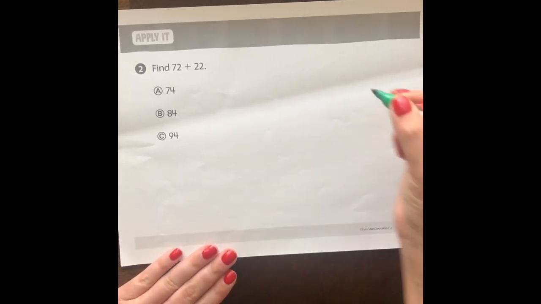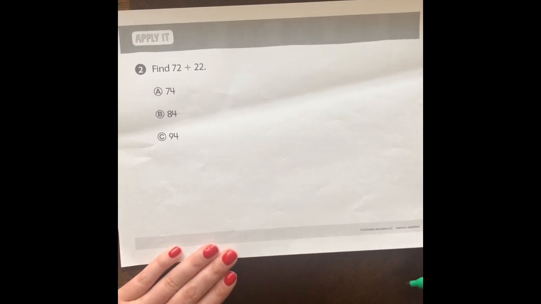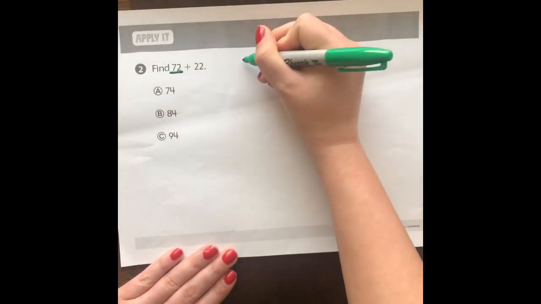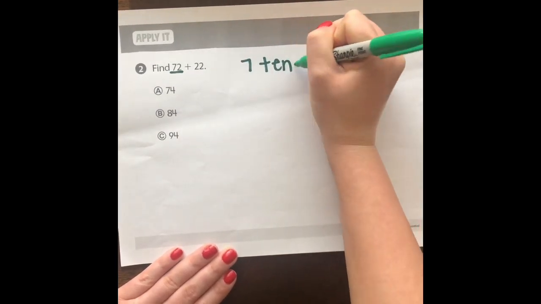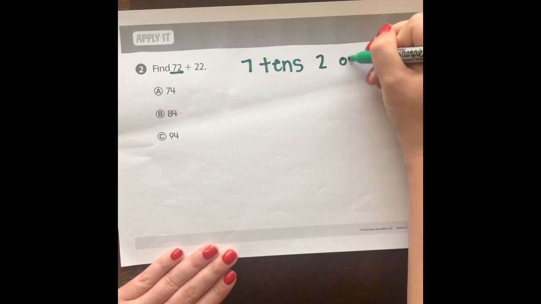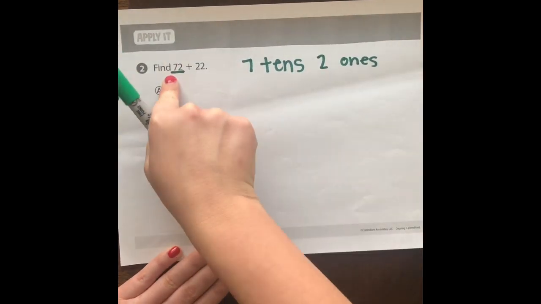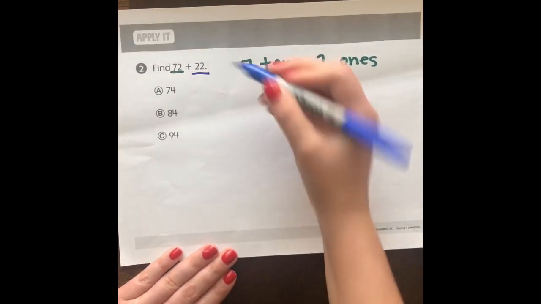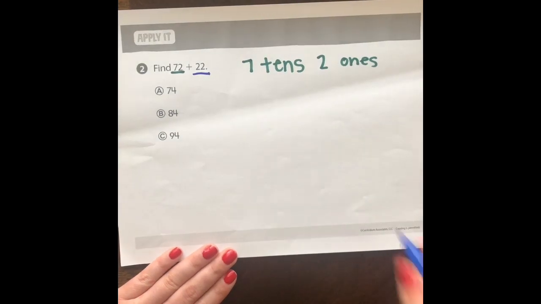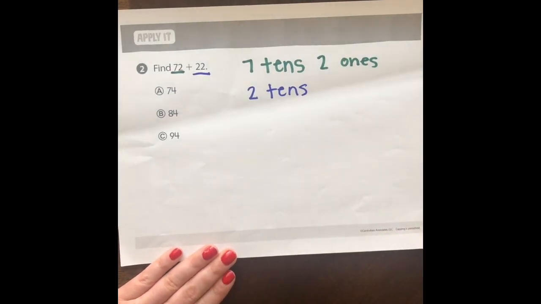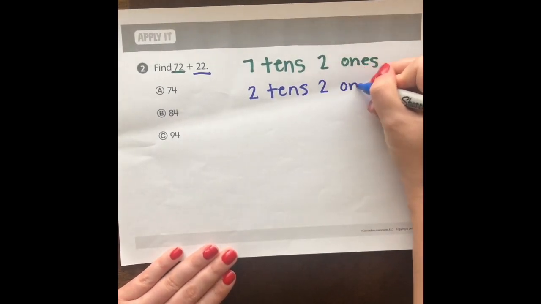I think what we should do is just line it up nicely like we have before and use our words. You could also draw a picture, but I'm going to do it this way. We have in 72 first, 7 10s, and we have 2 1s. We have a 7 in the 10s place and a 2 in the 1s place. When looking at 22, we have a 2 in our 10s place and a 2 in our 1s place. So we are going to write 2 10s and make sure it's lined up nicely, and 2 1s.